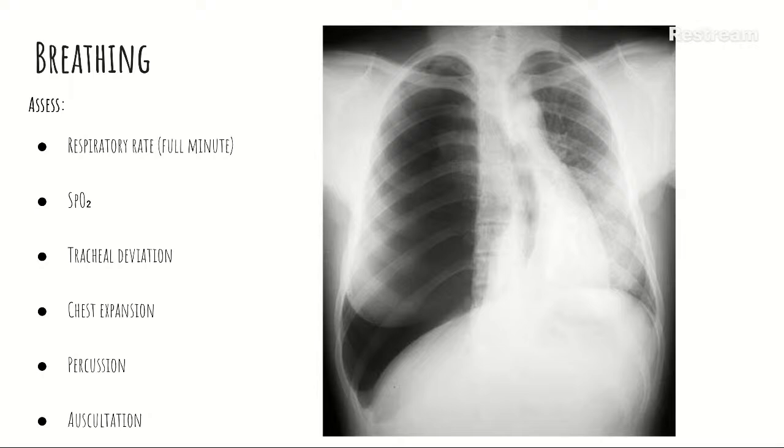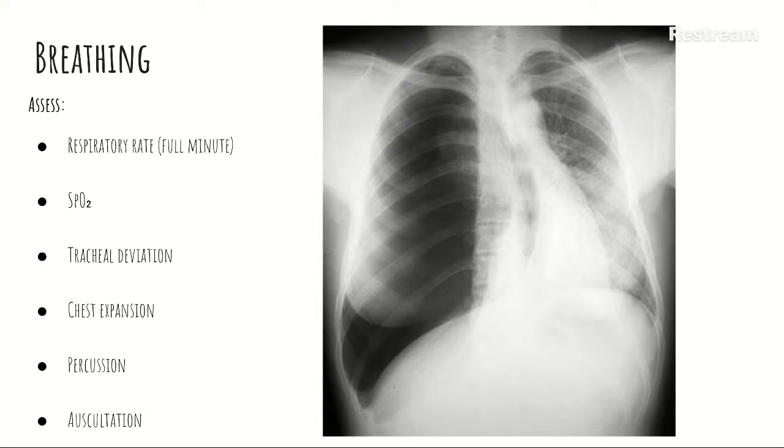Usually they'll have an obs machine there already with the patient hooked up to it, so you can check the O2 sats, but if not, you can just either ask for it or put the sats probe on. Check the trachea, and I would actually just visibly do that, so just check that it's in the middle. Check for chest expansion as well, so just putting your hands around the chest to check that it's even on both sides. Percussion, and then auscultation as well.